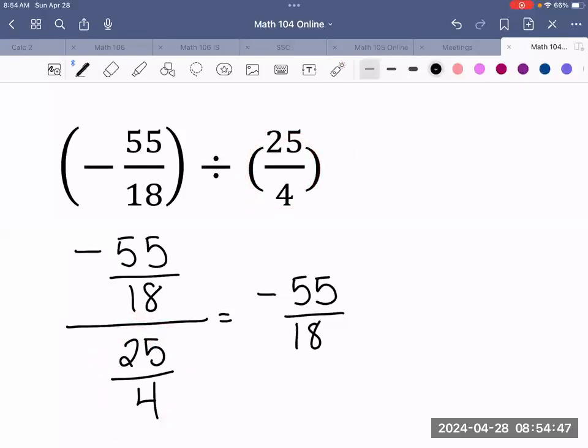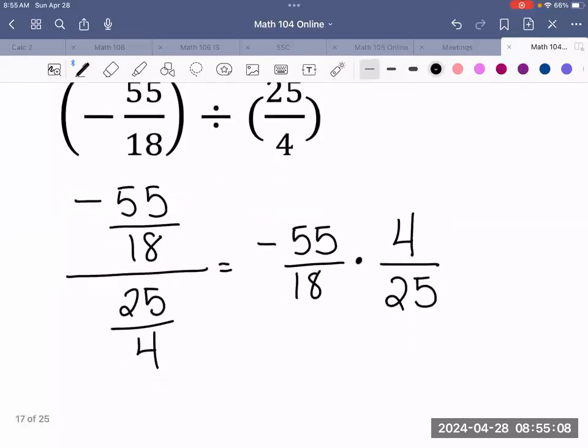You're going to change the operation. So instead of division, we're going to multiply, and then we are going to flip your fraction. So instead of 25 over 4, it's now 4 over 25. Now let's see if we can reduce a little bit, or if you want to just multiply straight across, that is all right as well.